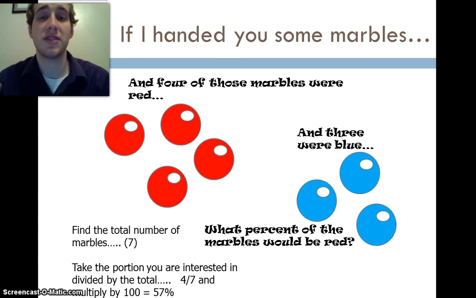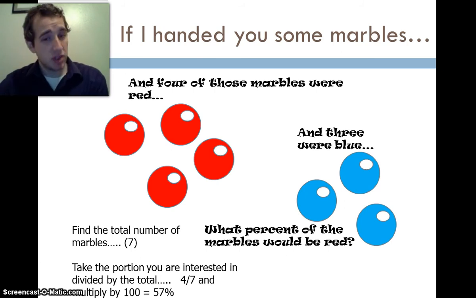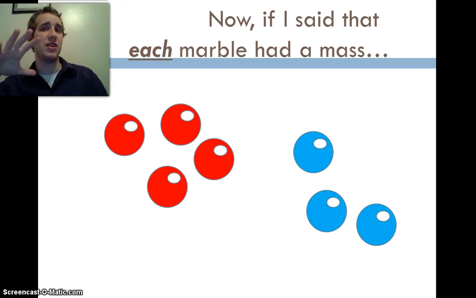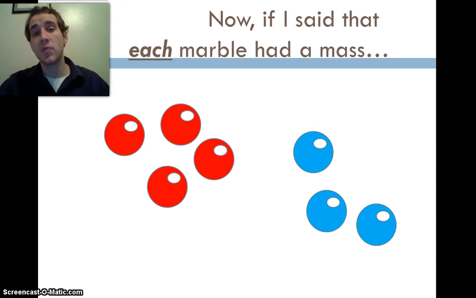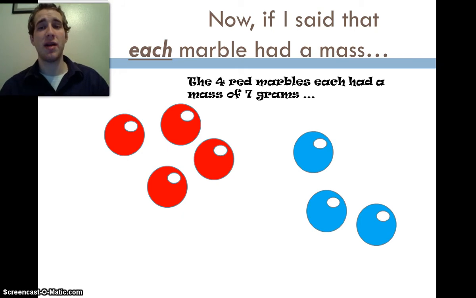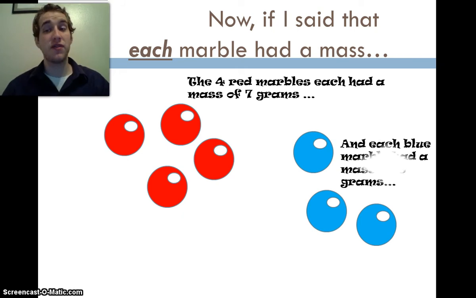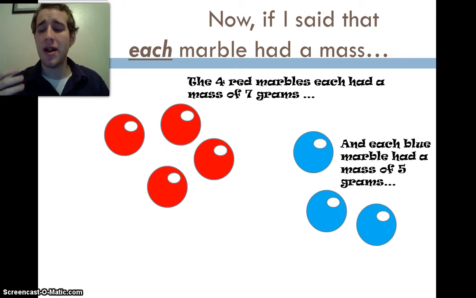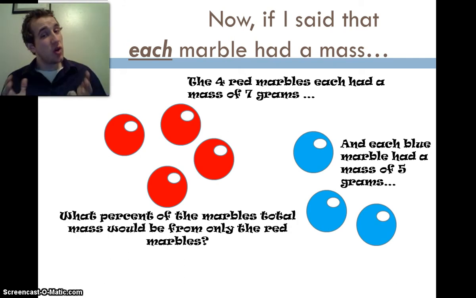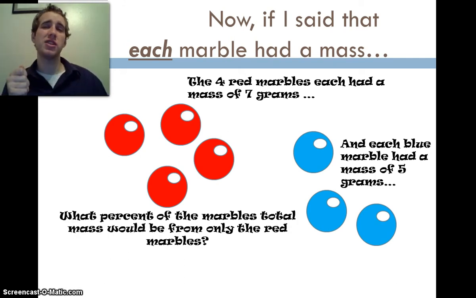Now, we can take those same 7 marbles and change it just a little bit. Now, let's say I handed you these 7 marbles, and each marble had a particular mass. And those red marbles were actually now 7 grams each, and the blue marbles were each 5 grams. And I want to know kind of the same thing. What percent of the total mass comes just from the red marbles? Well, okay, we got this.